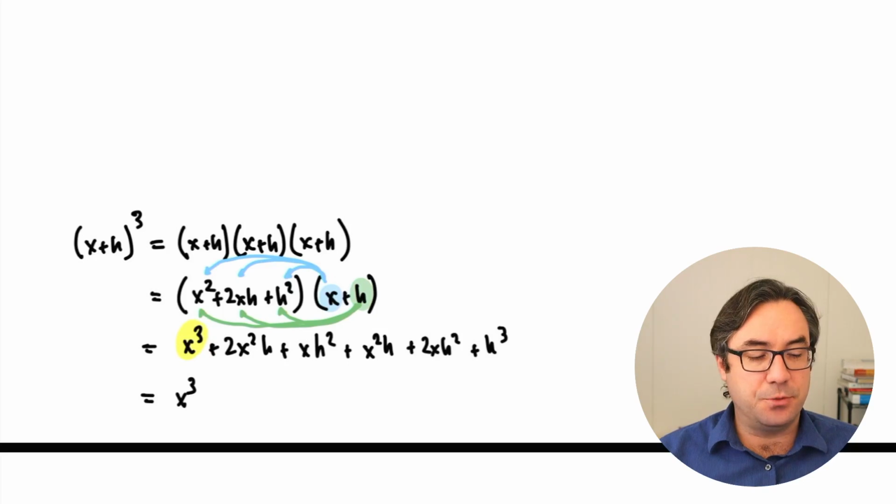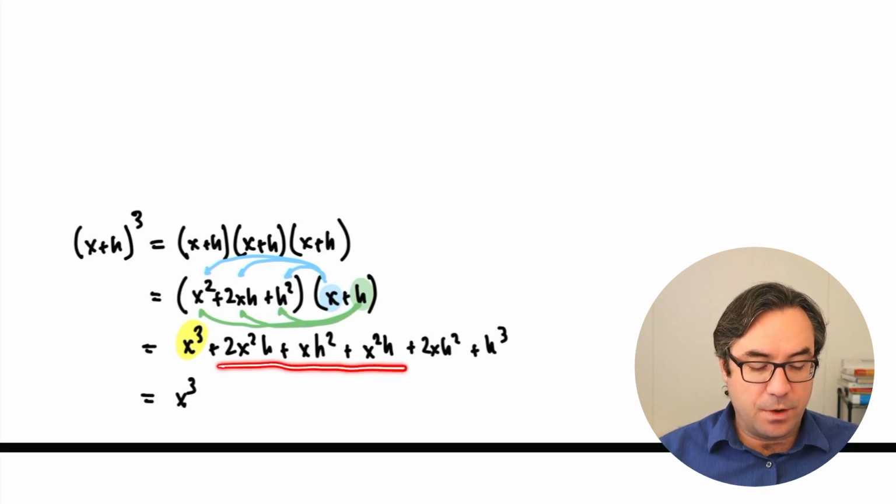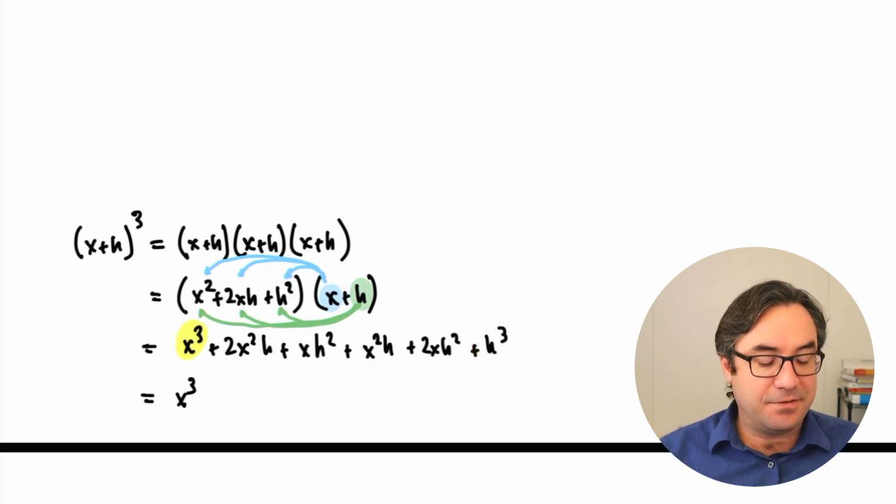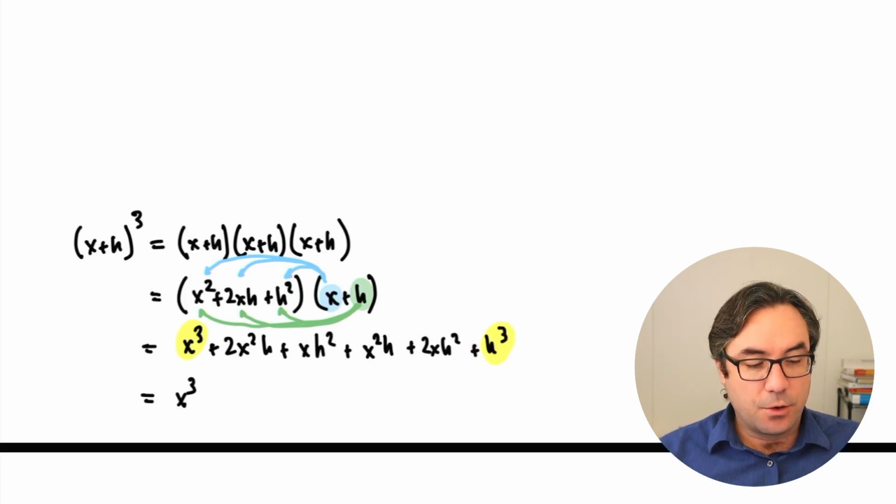So it's just going to be x cubed. And same thing, there's only one term with an h cubed. So that's its own thing. So we're not going to be able to really do anything with those. So we'll put the h cubed at the end.